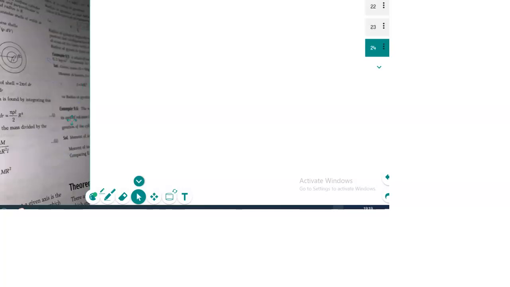Can you see it? Yes. About an axis through its center of mass and perpendicular to its base, mass of the cylinder m, radius r. So they have done the same thing, moment of inertia. Oh, this is what I have explained yesterday, the cylinder. I have explained this one.